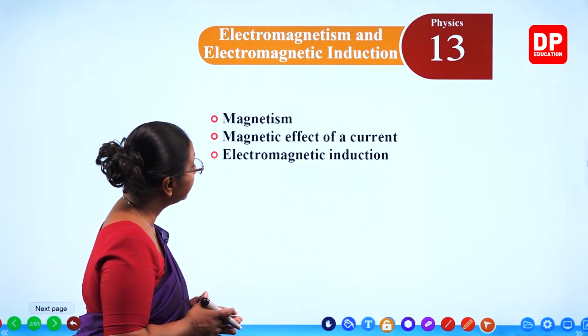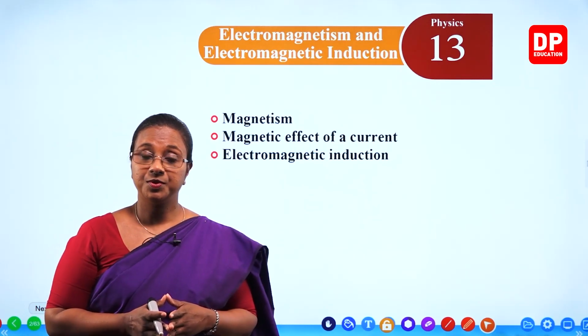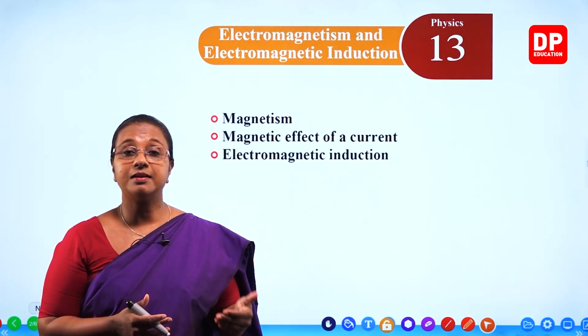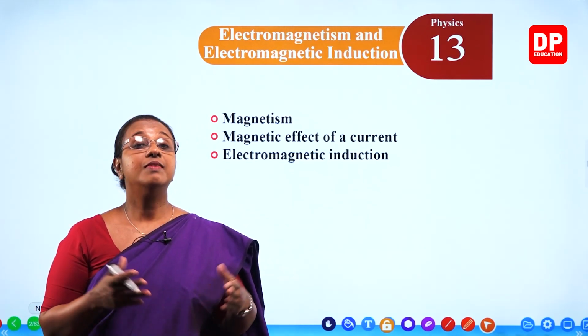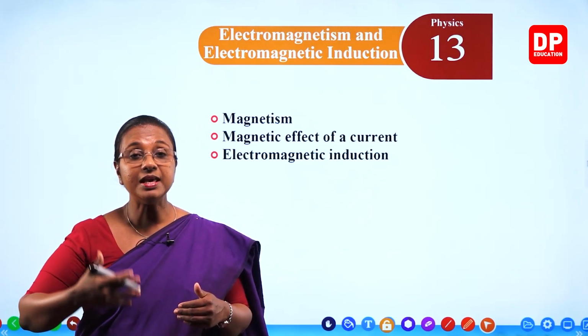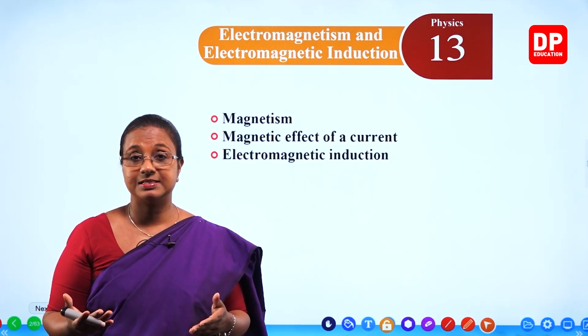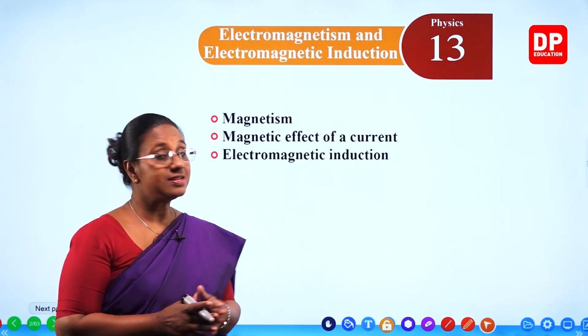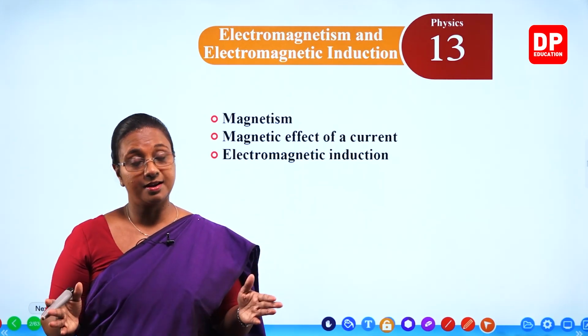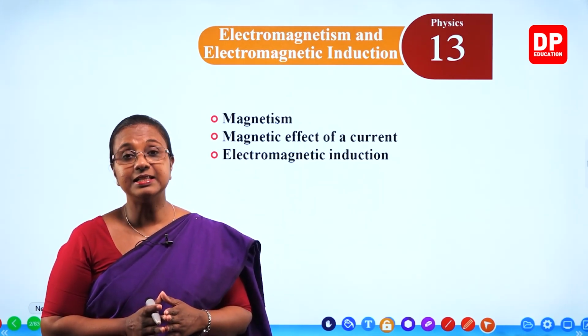Then magnetic effect of a current. So when we supply current through a conductor, whether magnetism can be generated. That is where we discuss electromagnets. So that is what we call as magnetic effect of current. We will be discussing that.